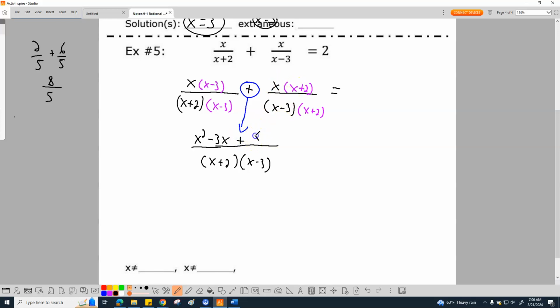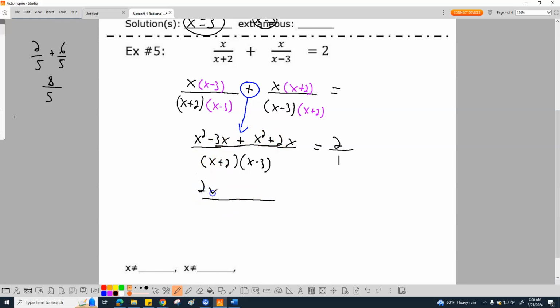x times x is x squared. And then x times 2 is 2x. And now equals 2 over 1. That's a lot, y'all. That is a lot. So now we have this problem. So now we have to clean this up. So check up here, x squared, and then negative 3x and 2x. So watch how I clean this up.